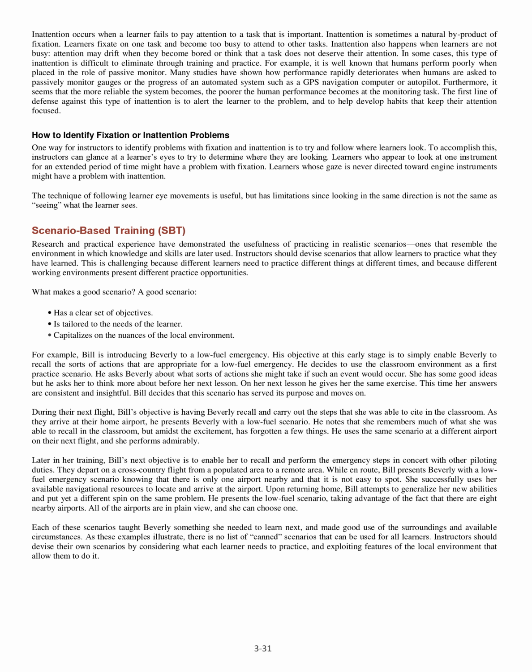How to identify fixation or inattention problems? One way for instructors to identify problems with fixation and inattention is to try and follow where learners look. To accomplish this, instructors can glance at a learner's eyes to try to determine where they are looking. Learners who appear to look at one instrument for an extended period of time might have a problem with fixation. Learners whose gaze is never directed toward engine instruments might have a problem with inattention. The technique of following learner eye movements is useful, but has limitations since looking in the same direction is not the same as seeing what the learner sees.